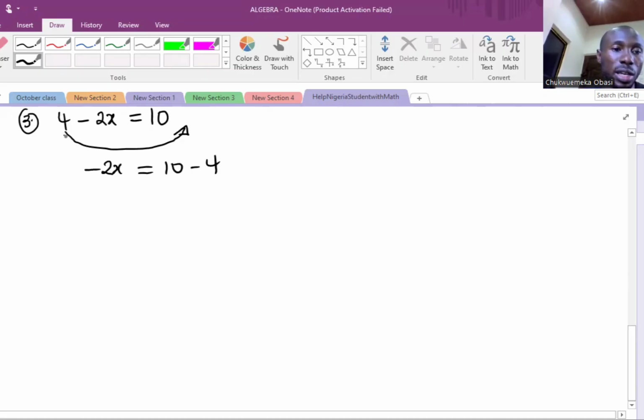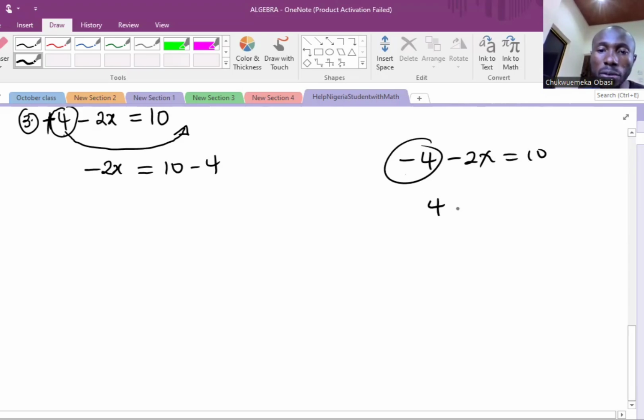Now you can see this 4 here, the sign actually is positive, even though it's not written there. When a number does not have any sign attached to it, it's just positive. But if it's negative, you're going to see negative. So you can also have it as negative 4 minus 2x equal to 10. So in this case, 4 is negative. But when you have it as 4 minus 2x equal to 10, in this case, 4 is positive. Okay, so that means it's not written, but it's positive.